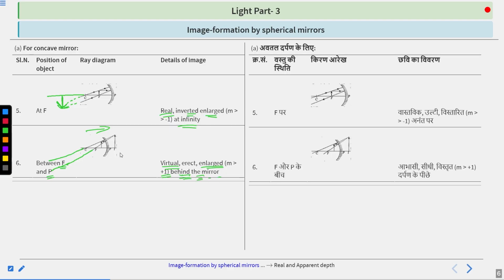Here you can see. Okay. So these are some cases, a total of 6 cases for the concave mirrors that we have gone through.